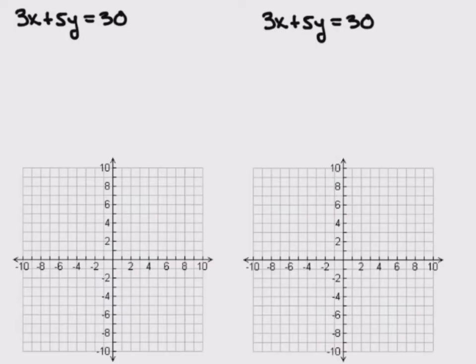Hey guys, and welcome to this video on some other ways to graph lines. So here we go. Alright, so let's start by graphing all of the solutions to 3x plus 5y equals 30. And so I'm going to let you put this into slope-intercept form and graph it. So why don't you pause the video and do that, and we will reconvene afterwards.